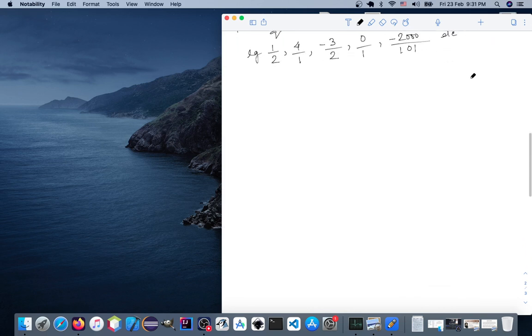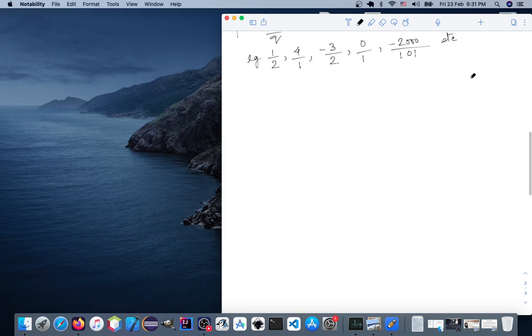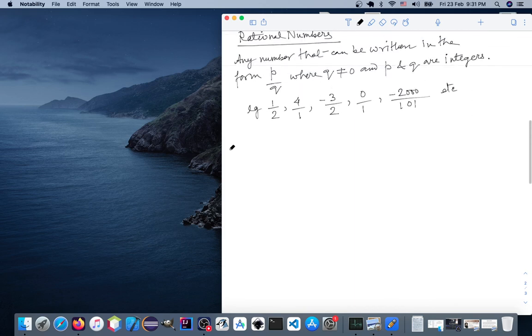How do we represent rational numbers on the number line? So, let's say representing rational numbers on number line.